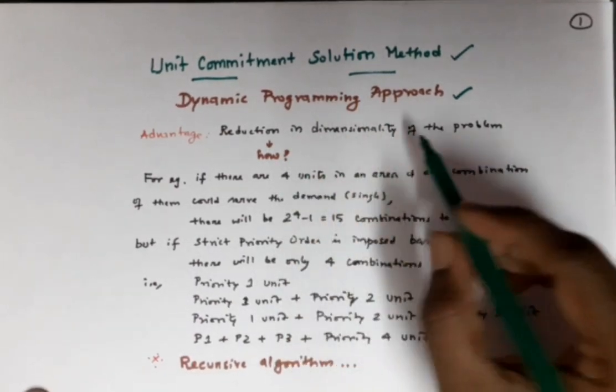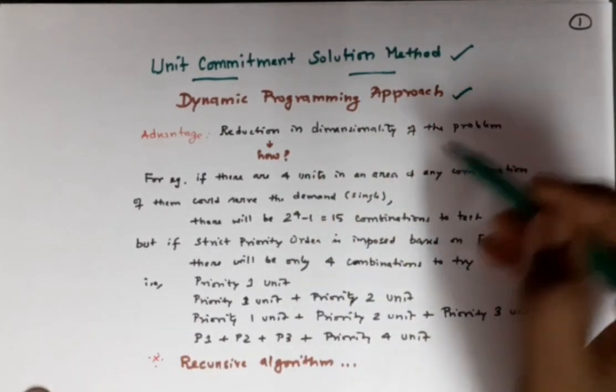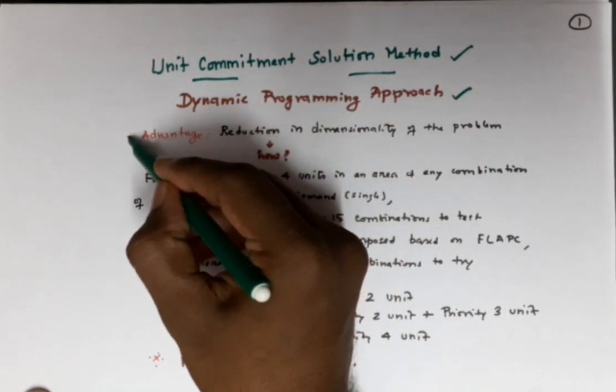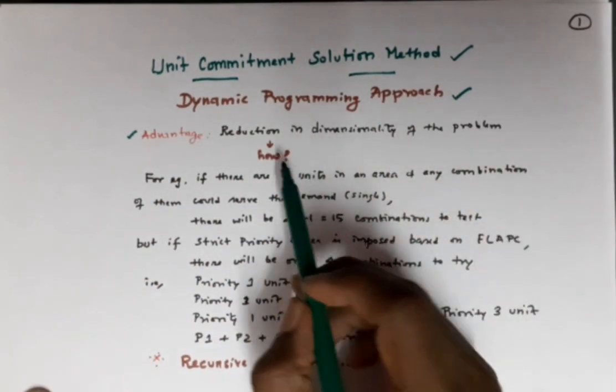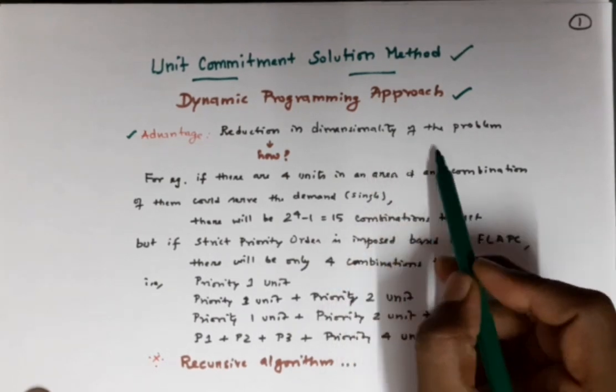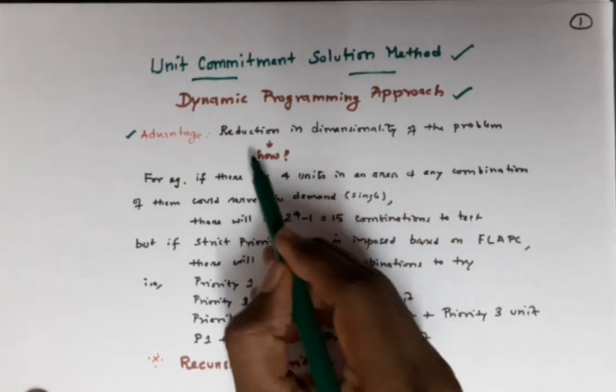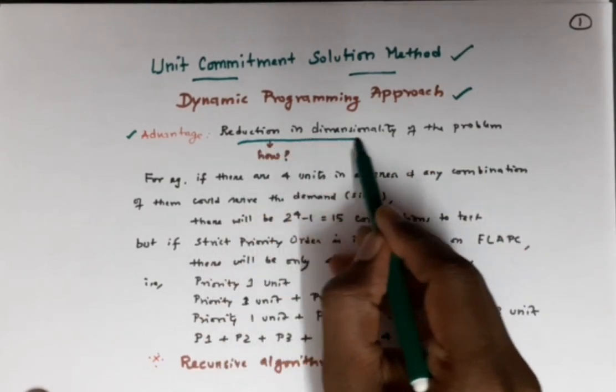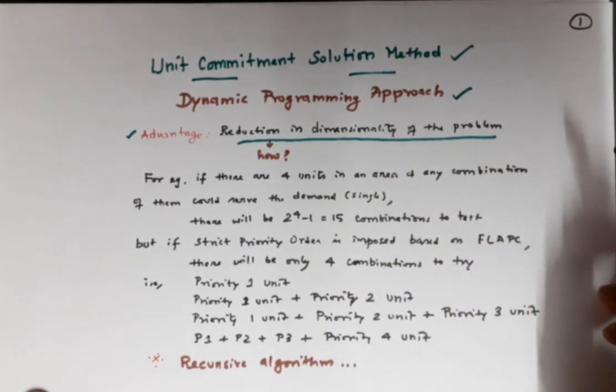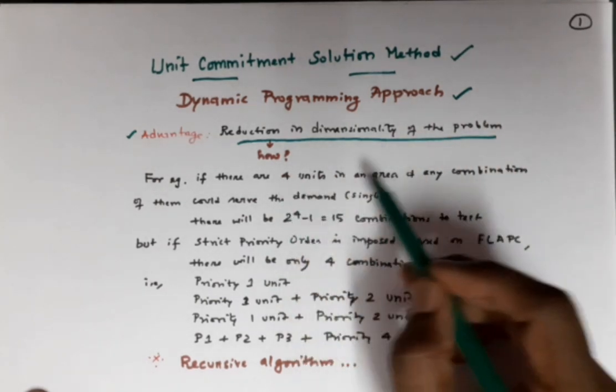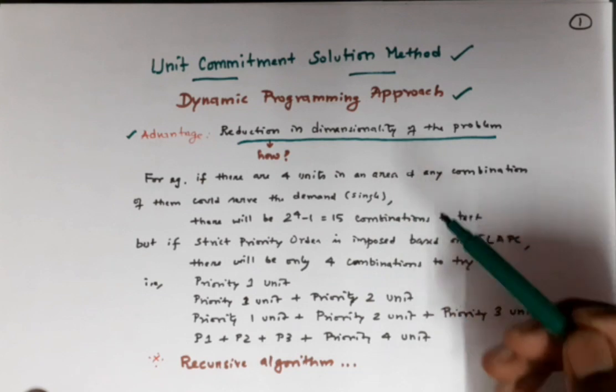Why we go for this dynamic programming approach is that there is one important advantage. What is that? There is a reduction in dimensionality of the problem. So what is this reduction in dimensionality of the problem, and how is it evolving? That you should understand.